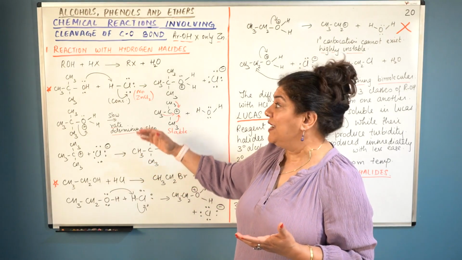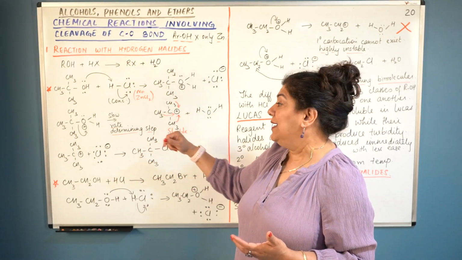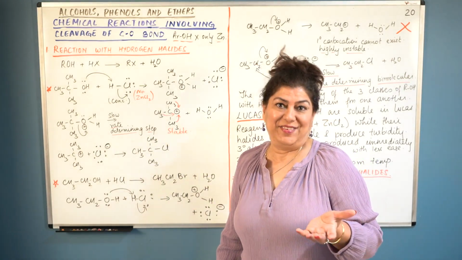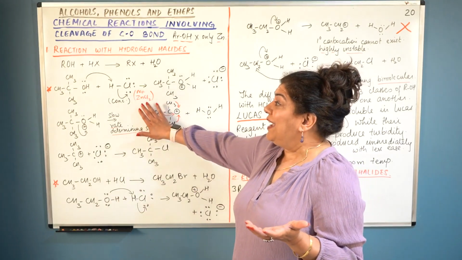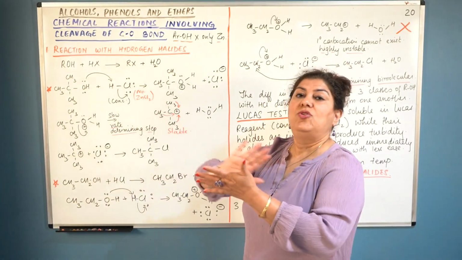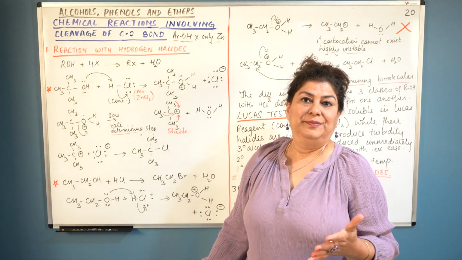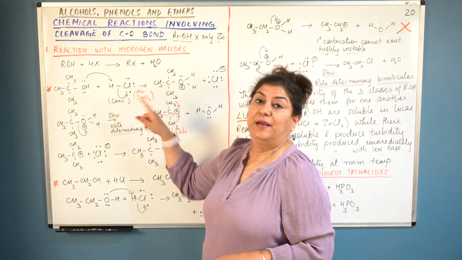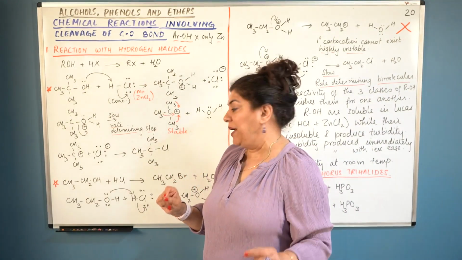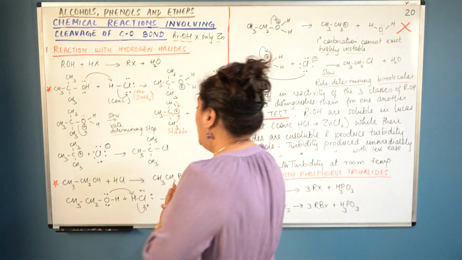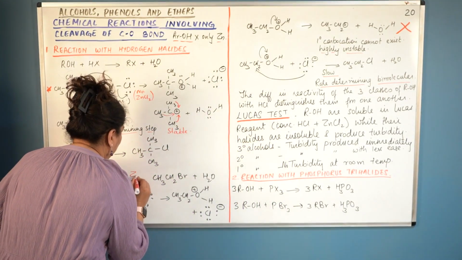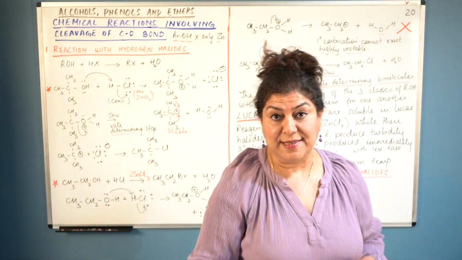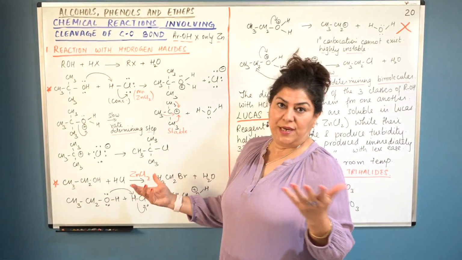It is so fast that in Lucas reagent, zinc chloride is used as a catalyst. It helps in this reaction. In the case of tertiary alcohol, zinc chloride is not even required. It will show its reaction with hydrogen chloride without the help of a catalyst. In secondary and primary alcohols, ZnCl2 is used as a catalyst. When we put Lucas reagent, you have ZnCl2, which is a catalyst, and concentrated HCl, of course, is there.